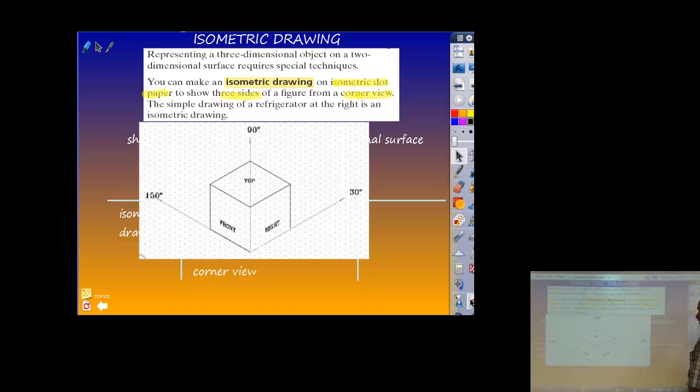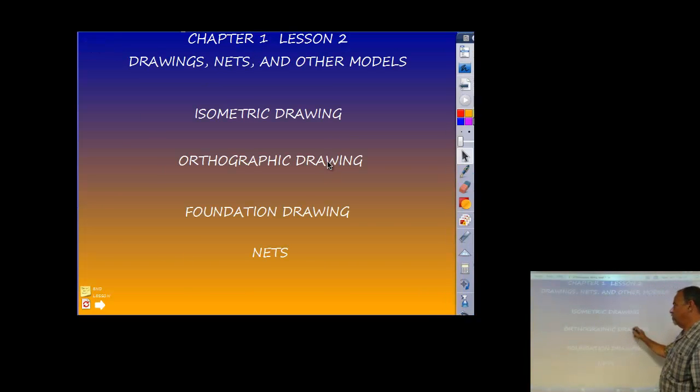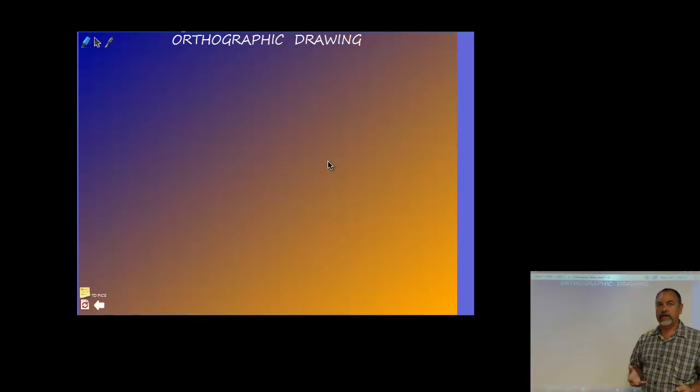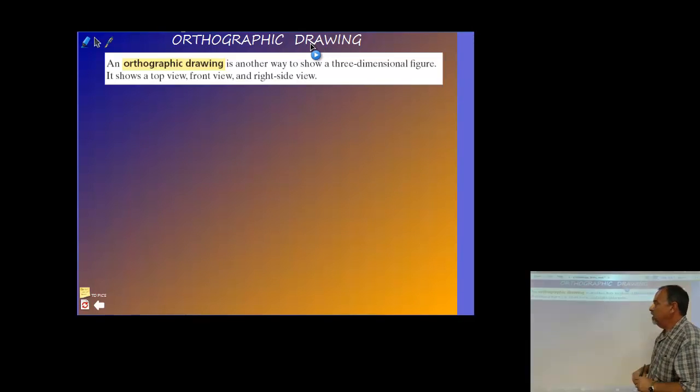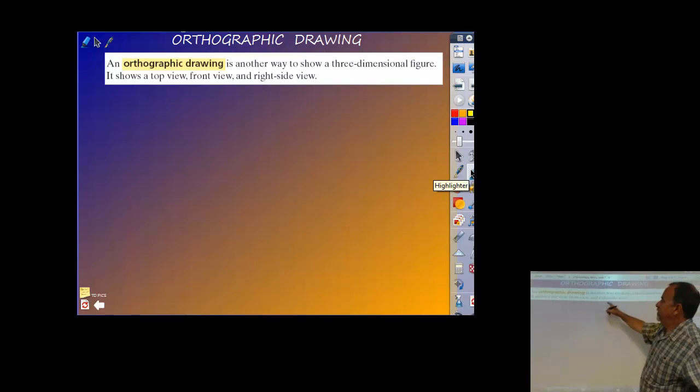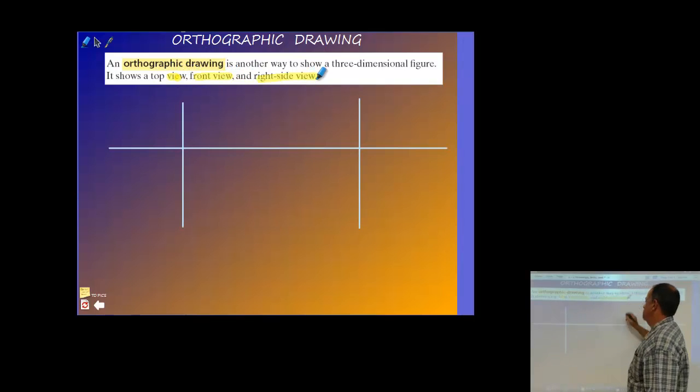Okay, let's take a look at the next type of drawing. The next type of drawing is what we call an orthographic drawing. Now, when I was in high school, we had a class that was called mechanical drawing. It's kind of like an architectural drawing, and these are the types of drawings we did, and I really enjoyed them because they all fit together very nicely, and it was very organized, which, you know, that's me. But let's take a look at some of the characteristics described in the book. It's another way to show a three-dimensional drawing. It shows a top view, a front view, and a right side view.